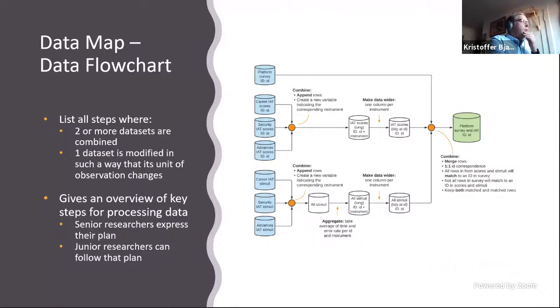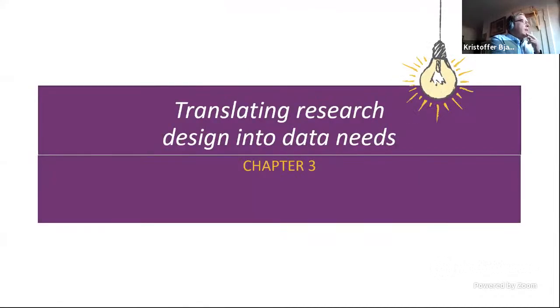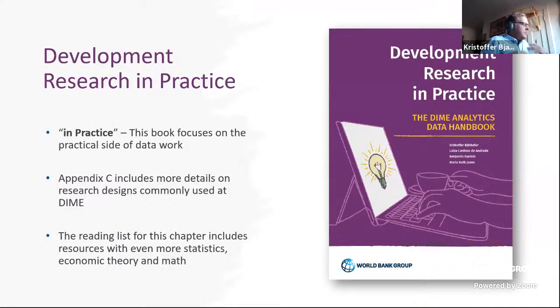I will now move on to translating research design into data needs, the second chapter. A lot of the information in this chapter, I already blended in when I talked about the data map, especially when talking about the research variable. So I will cover this section quite briefly.